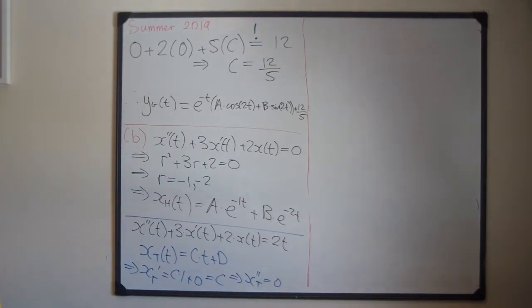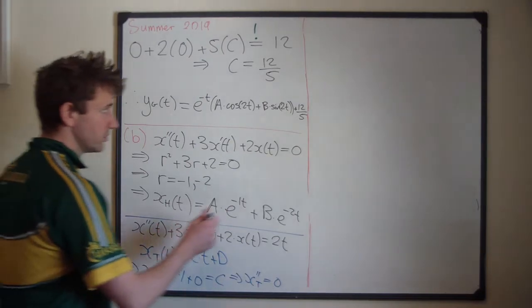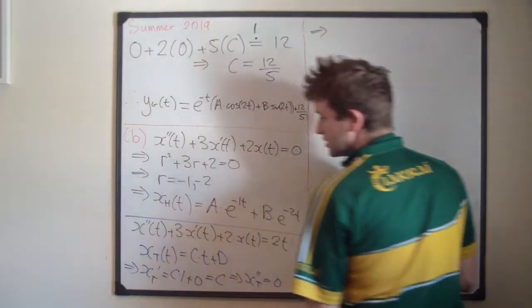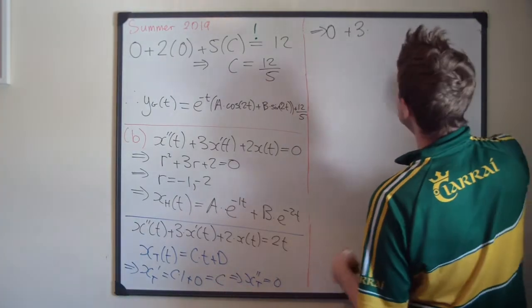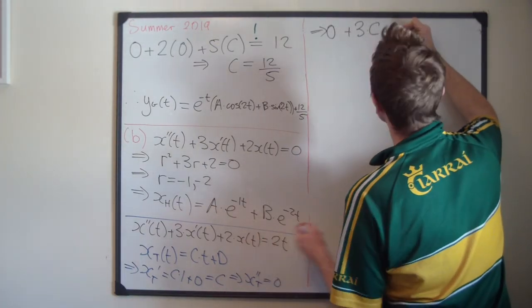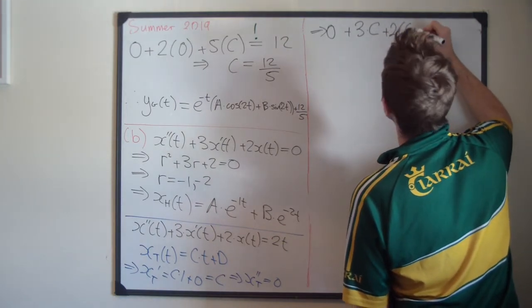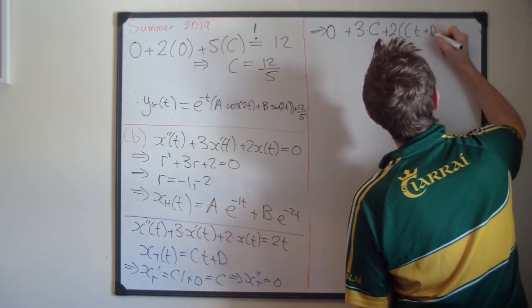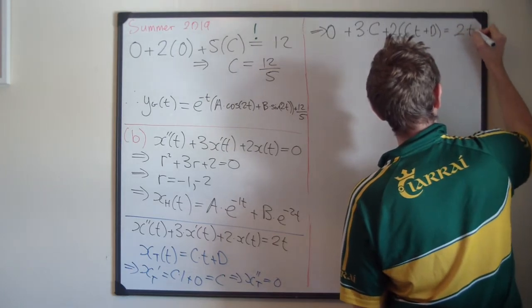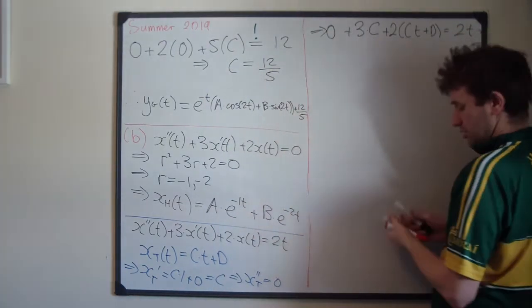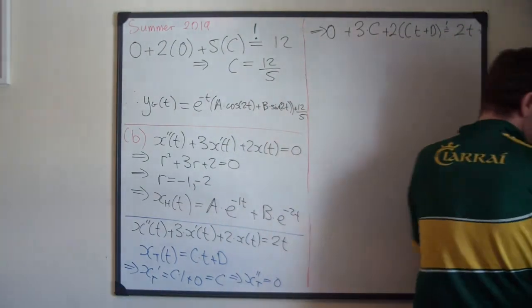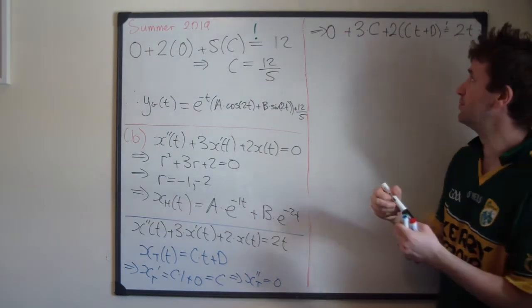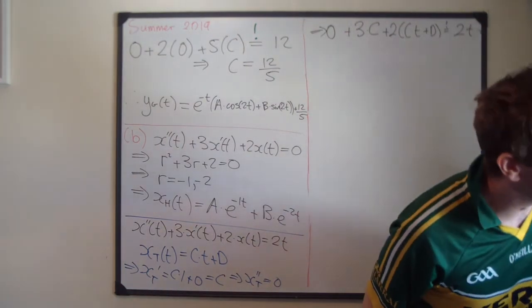So we're going to try and force that data into this differential equation. Second derivative is 0, plus 3 times the first derivative, which is c, plus twice what we're looking at, which is ct plus d, and we're trying to force this to equal 2t. This is just like up here. So try and force the trial solution to solve the original problem. Okay, so what we're going to do now is multiply out.